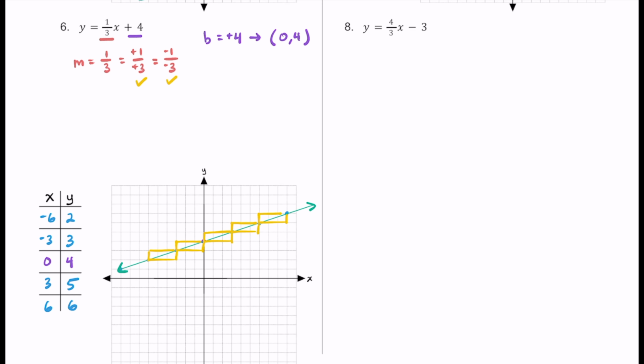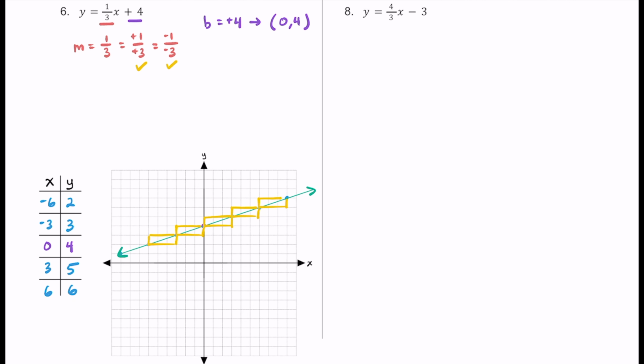Finally, for number 8, we have y is equal to 4/3 x minus 3. And so the slope here is going to say, we know it is rising 4 and running 3. So we can say +4 and +3. Or we can say this is falling 4 and moving to the left 3.